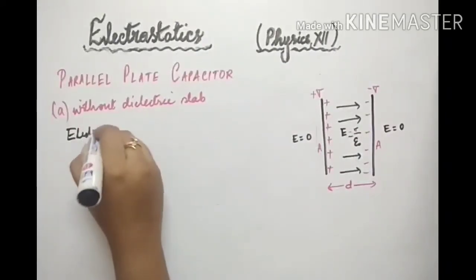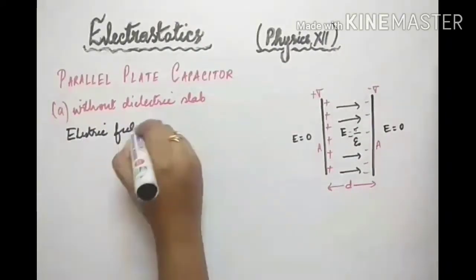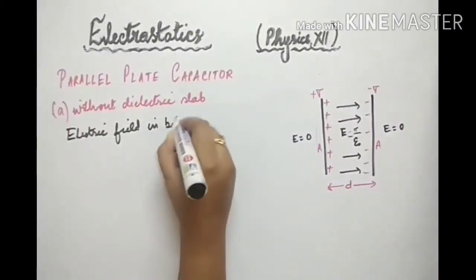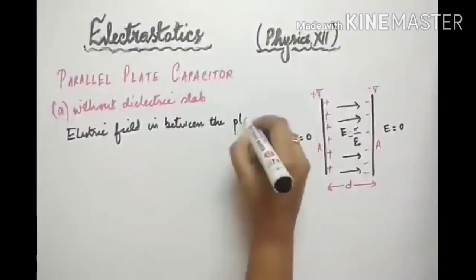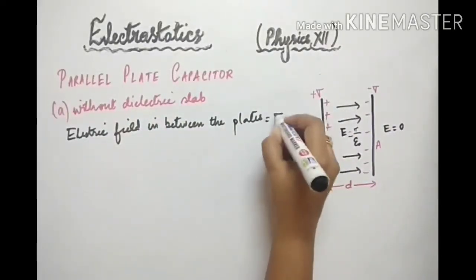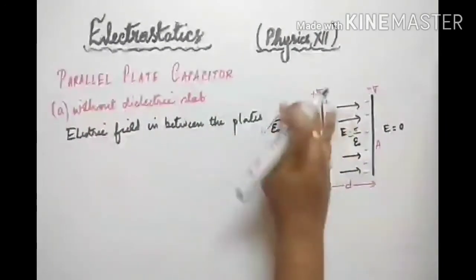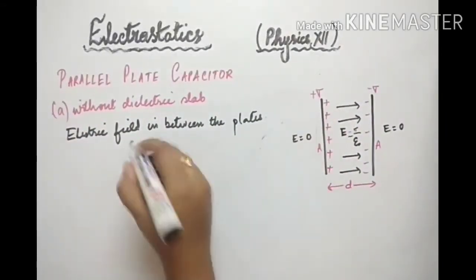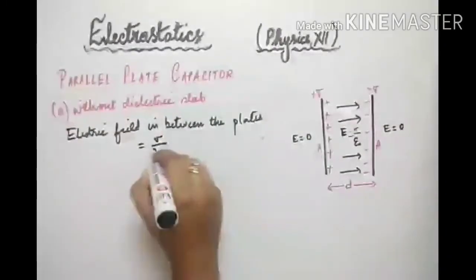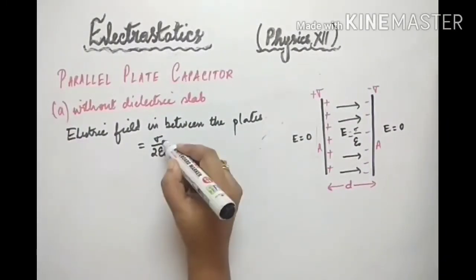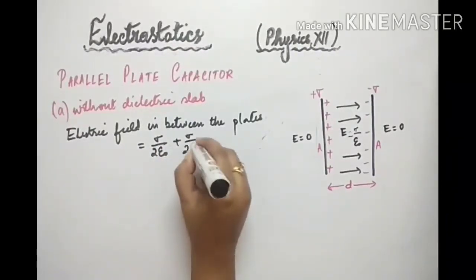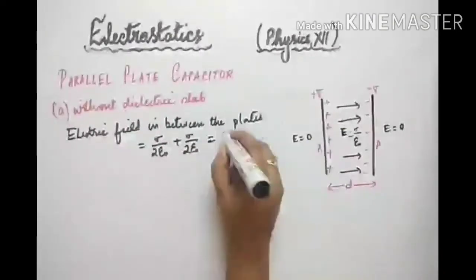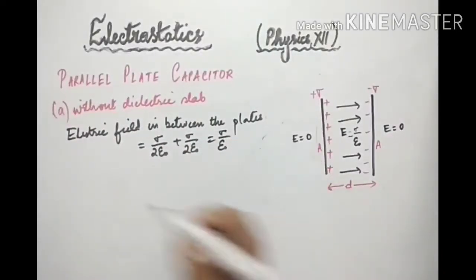So let us write here: electric field in between the plates is sigma by epsilon naught. Or if you want to break it down, due to one plate it will be sigma by 2 epsilon naught, that is the electric field outside the charged surface. We know this is the formula, we have read it in the first chapter. And for the second plate we will have the same. So at the end we will get sigma by epsilon naught.